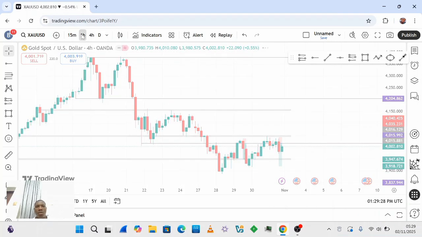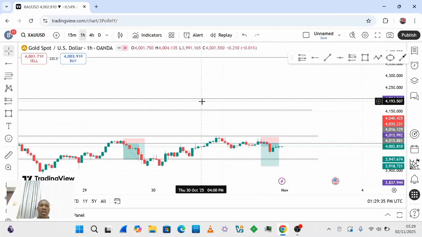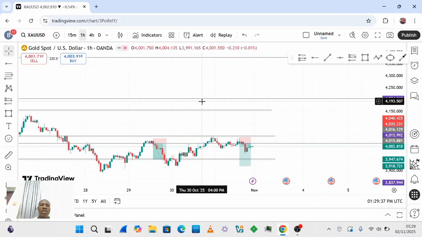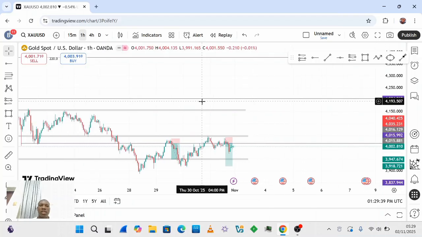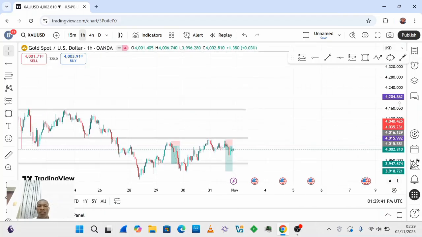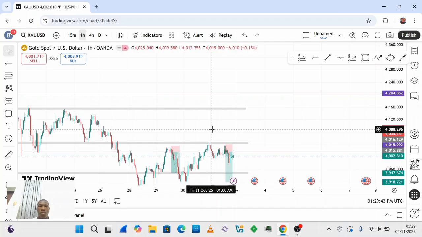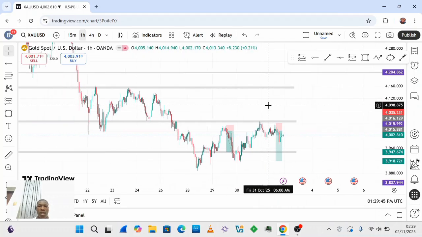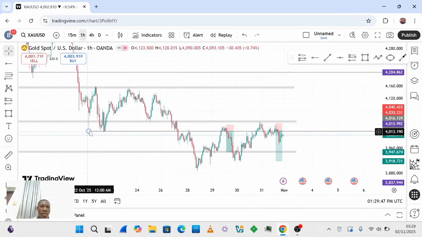Next I'll go to the 1 hour time frame. What I normally do at the 1 hour time frame is I look out for an immediate resistance level or support level to sell from or buy. So as you can see, this is just pure market reaction. I don't try to complicate it for myself. This is the area of interest.